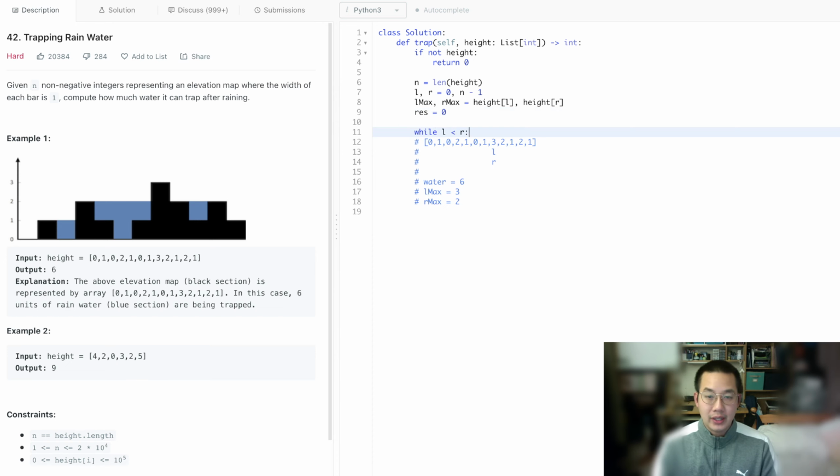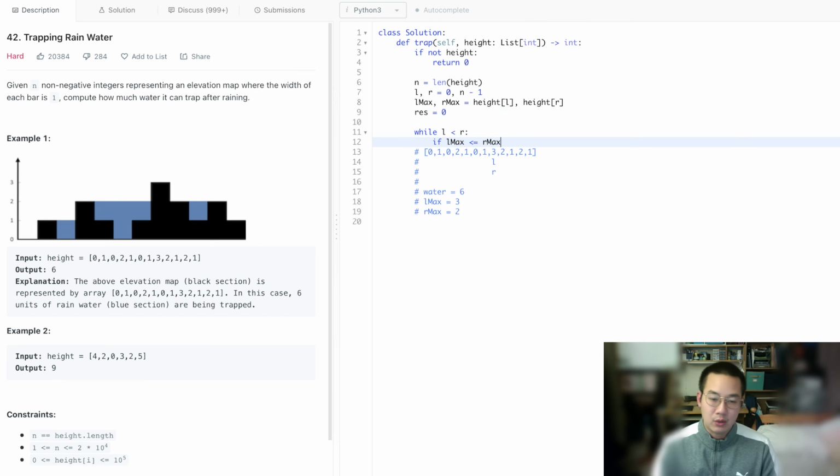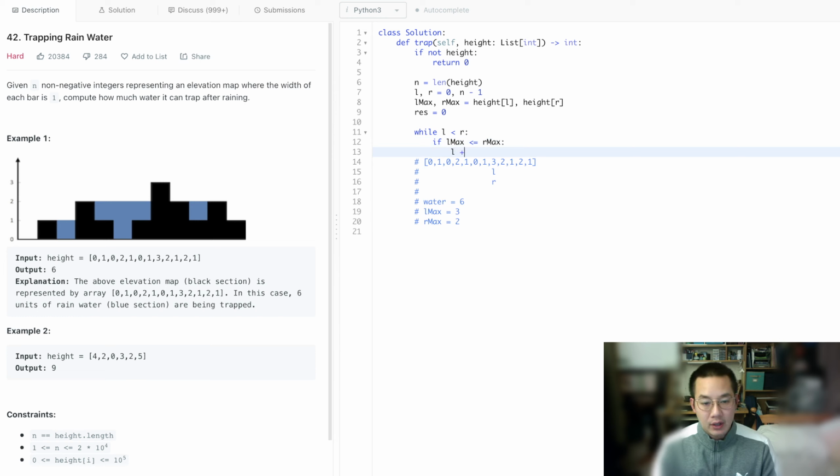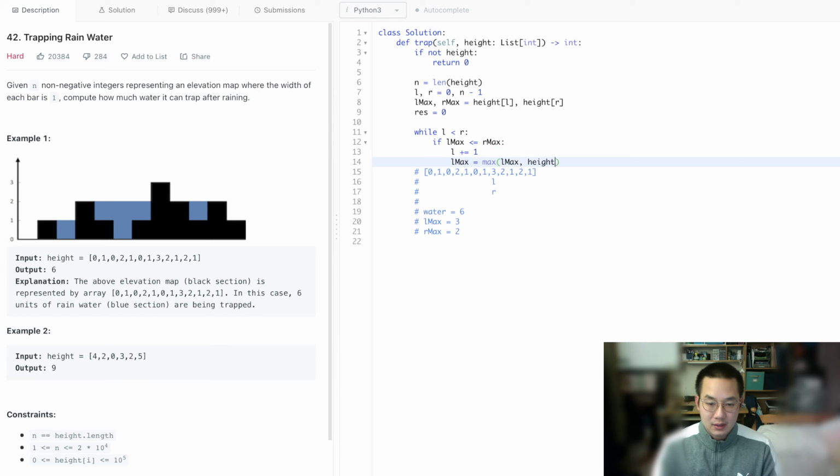While left is less than right, if the left max is less than or equal to the right max, it doesn't matter which way it is, we're going to have L plus equals 1. And left max is now equal to the max of left max and the height of L. Then we set the result plus equals our left max minus our height of L, like we said earlier.